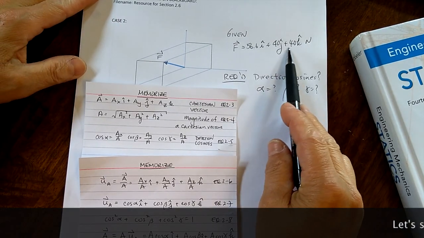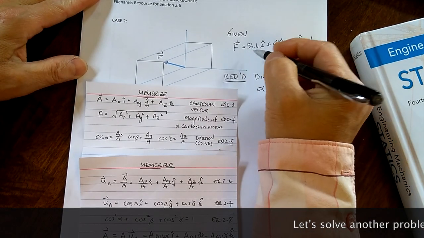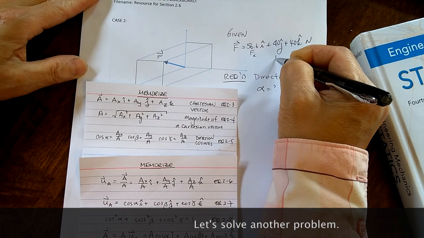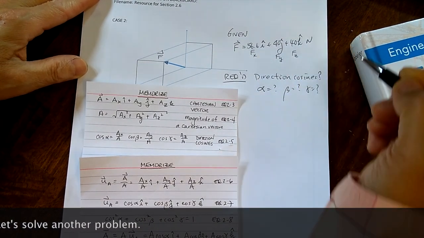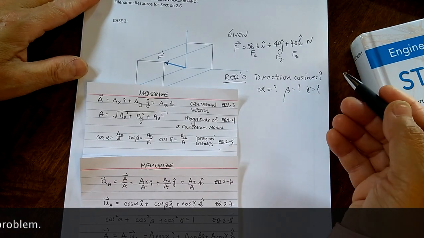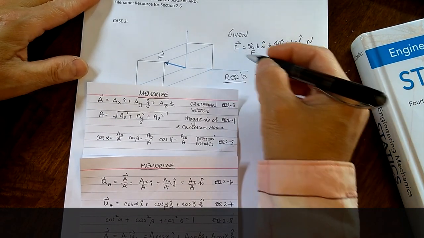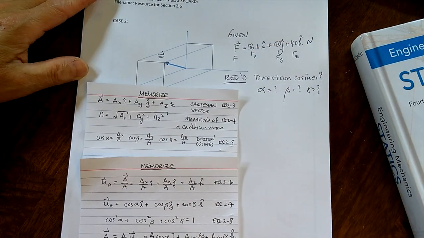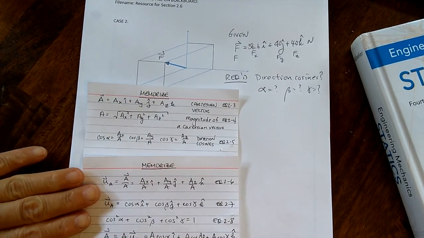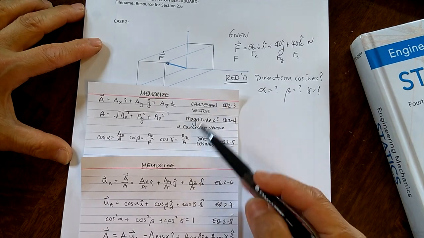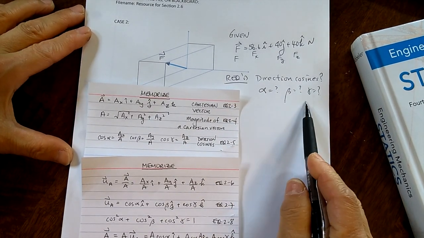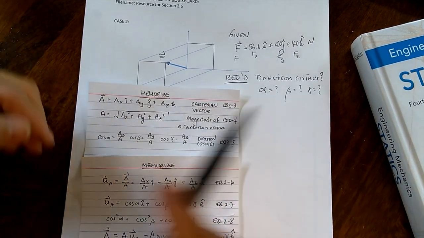I'm given my force vector, therefore I know Fx, I know Fy, I know Fz. I could easily take the magnitude of that, and I would even know the magnitude F. So I go back to my formula sheet here and find out which of these equations would help me to find alpha, beta, and gamma.